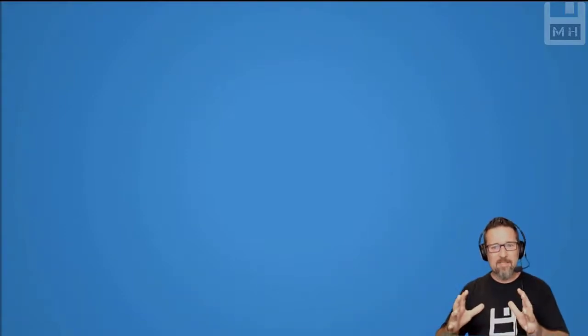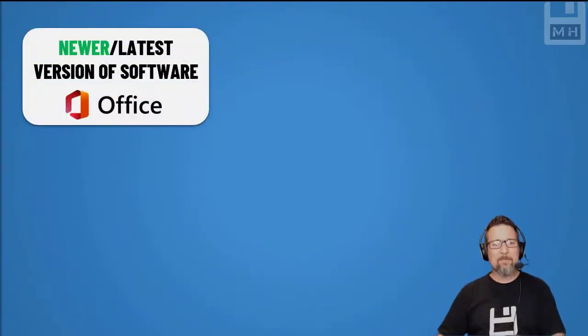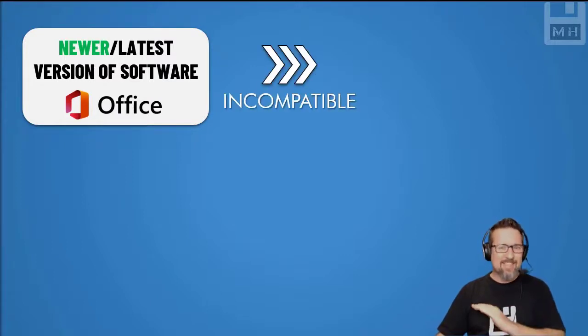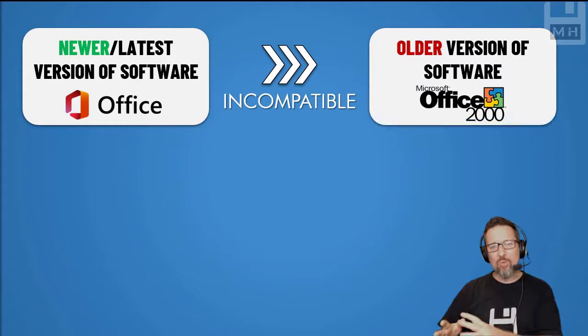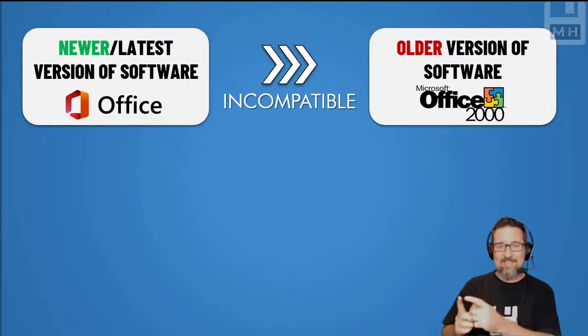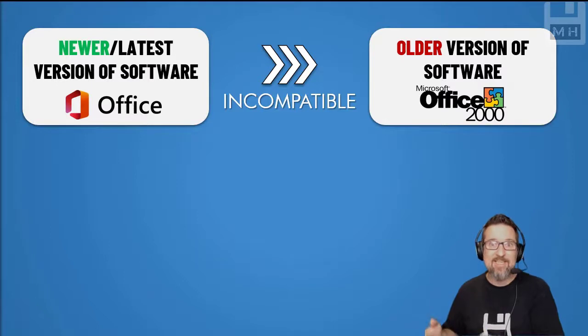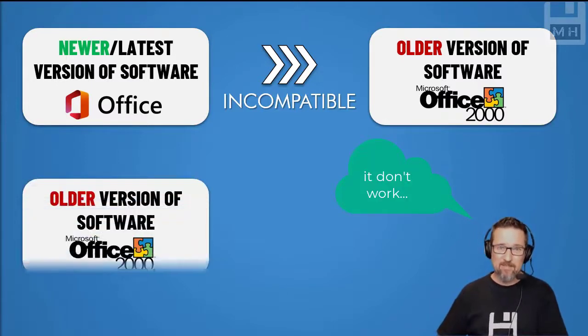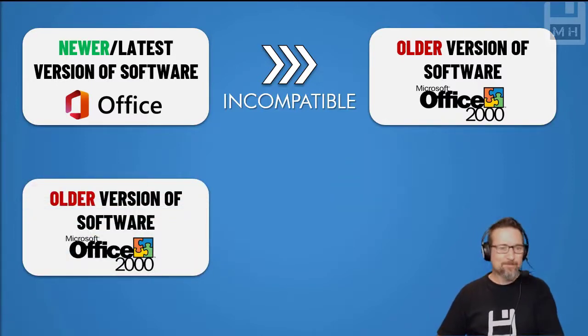So let's kind of wrap this up in a bit of a summary here. Okay, so guys, the newest or the latest version of software is incompatible with older versions of the software. Okay, you cannot take something that's been created in a brand new program and send it in that format to an older program and expect the older program to recognize it and open it. It doesn't work. Okay, sorry.